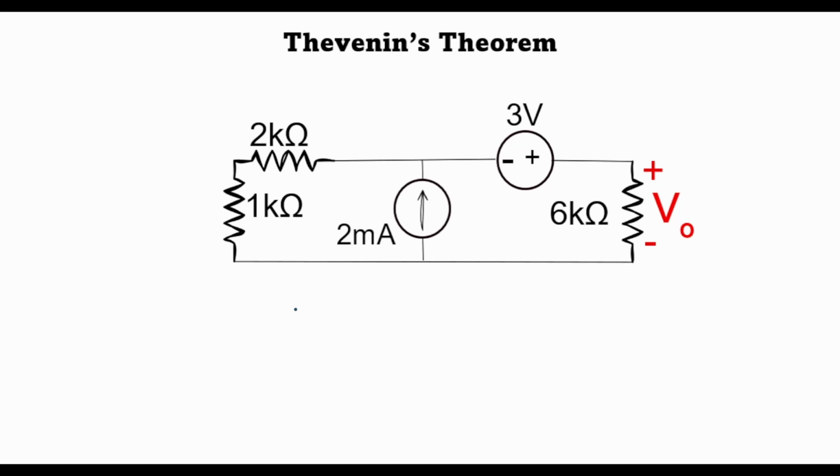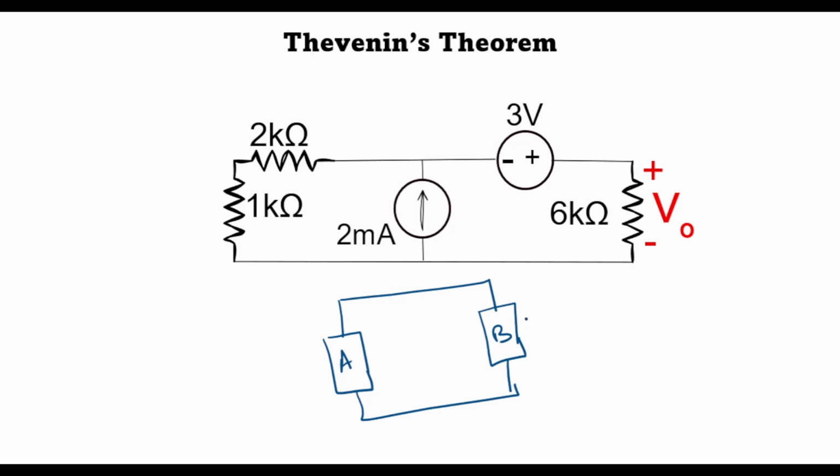In today's lecture, we'll learn how to apply Thevenin's theorem on a circuit with independent voltage sources. So Thevenin's theorem can be applied if we have a circuit A which is connected to another circuit B. More often than not, B is the load across which we are asked to find out the voltage, and the condition here is that circuit A has to be linear.